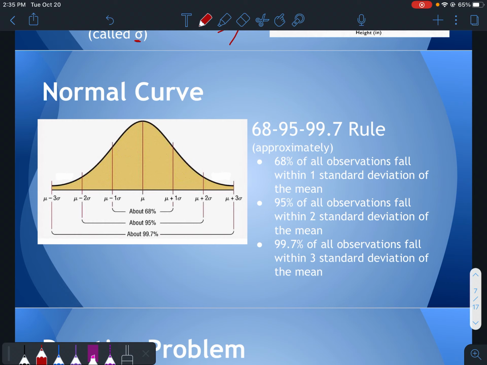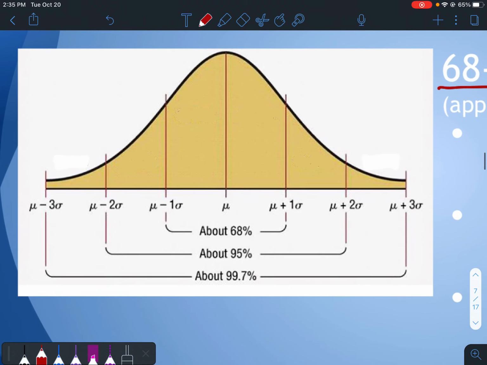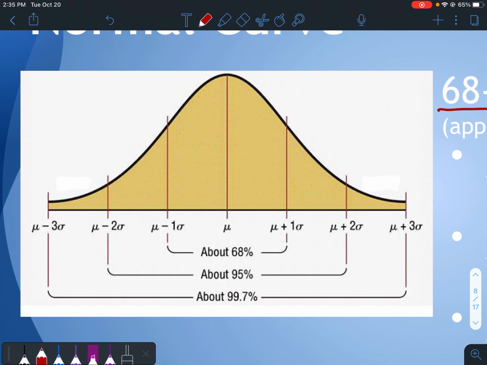Now, for the normal curve, we are going to use the 68, 95, 99.7 rule. I know it just rolls right off the tongue. What that means is we've got 3 standard deviations above and 3 standard deviations below. So if you look at this chart here, we have a normal curve.